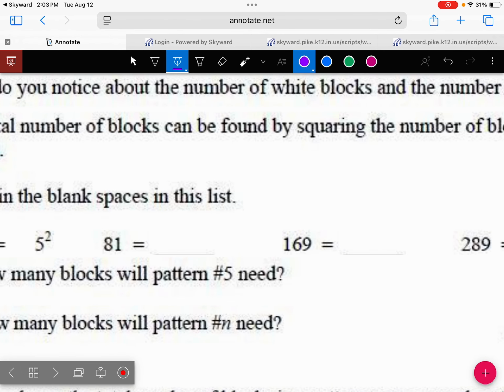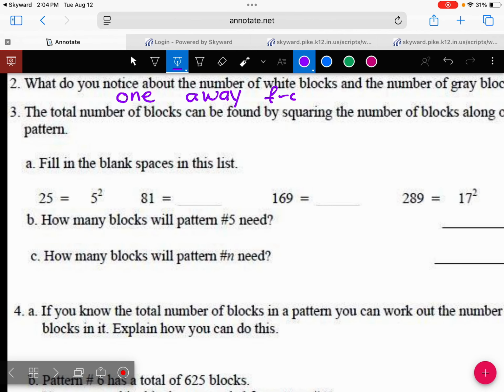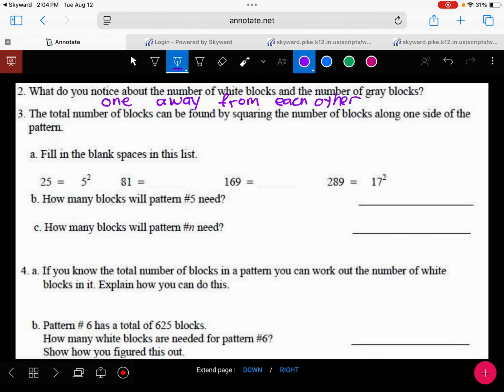Fixed it. It's back. Okay. They're one away is the way that you guys were wording it from each other. I have very little space up here, but you guys have more space. However you word it is up to you, as long as you can convey your thoughts, I'm fine with that.